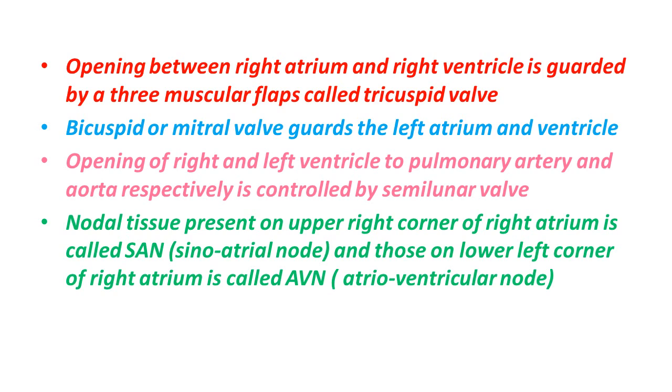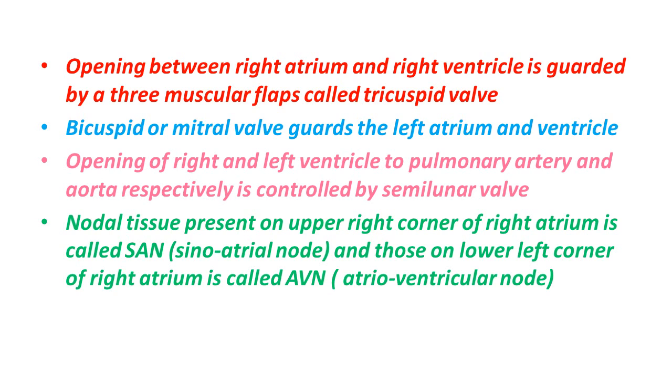A patch of this tissue is present in the right upper corner of the right atrium, and it is called the sinoatrial node. Where is the location of this SAN? Sinoatrial node is a patch of this tissue present in the right upper corner of the right atrium. This is known as sinoatrial node, in short SAN.